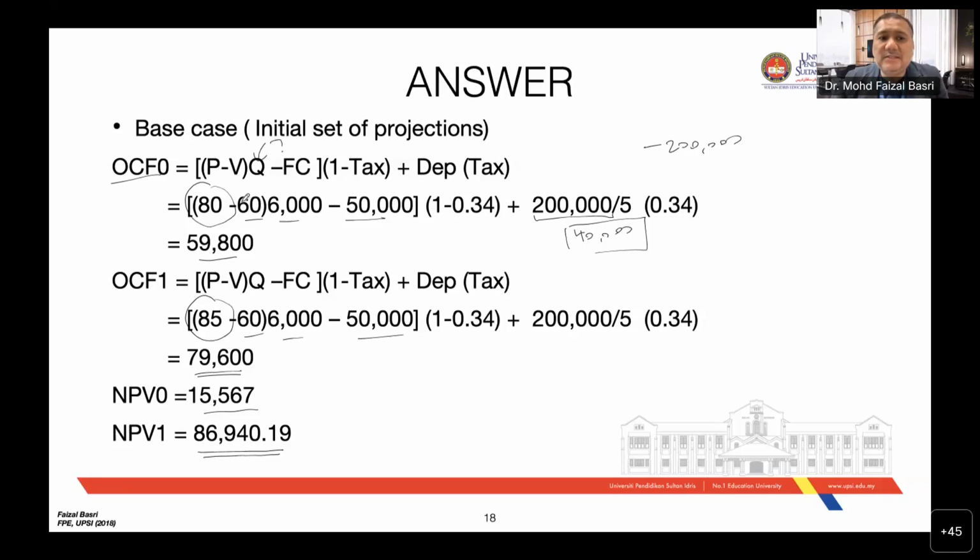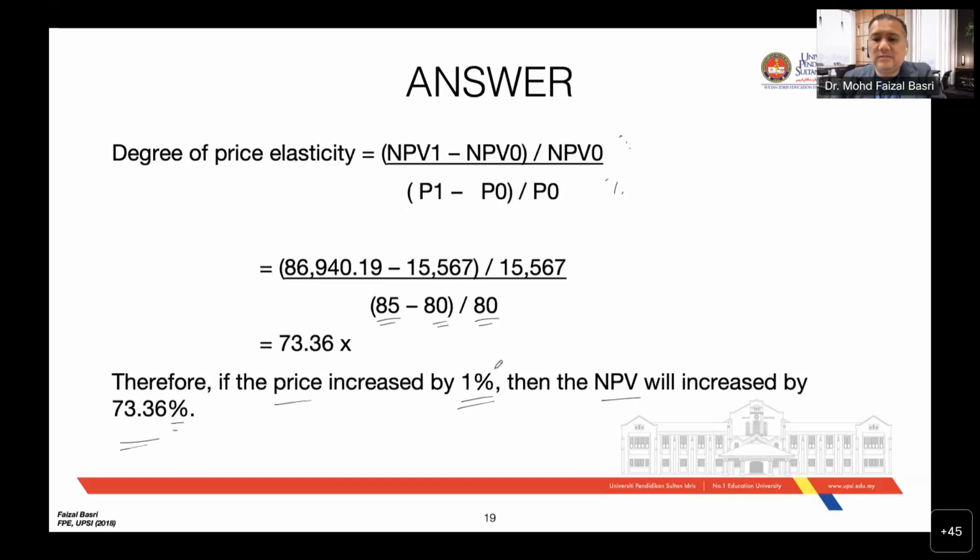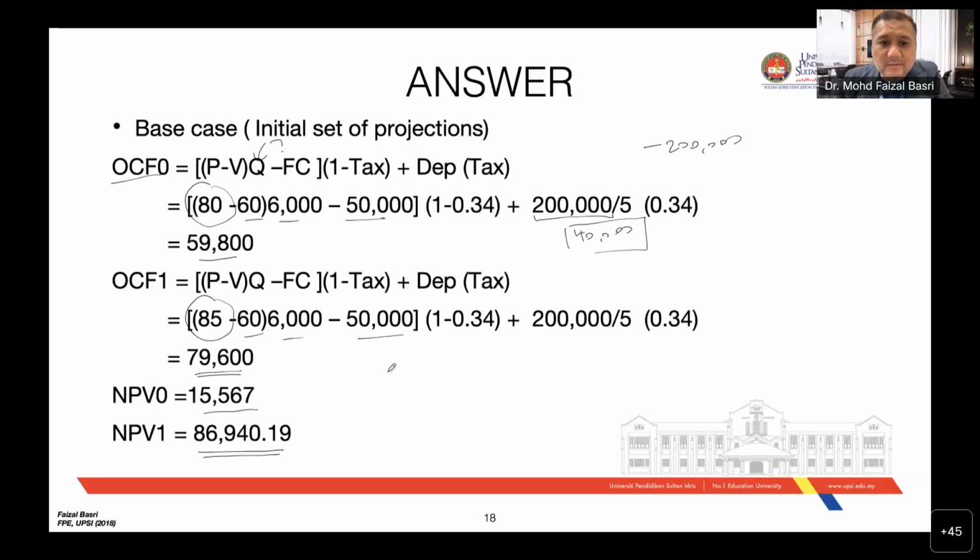So meaning we're going to substitute all information with the same information, based on the base case. So our P, our V, our FC and our OCF. The whole formula of OCF will generate us 40,000. Or I write it here. Remember, okay, I put it here. This is for break even, let's say accounting break even. For accounting break even, our OCF will be equal to depreciation.